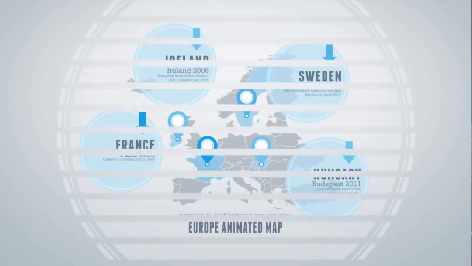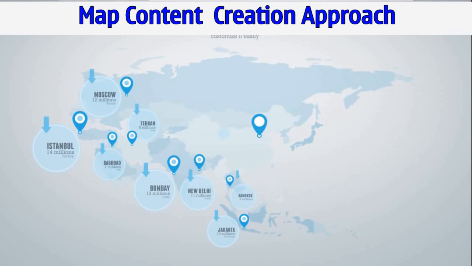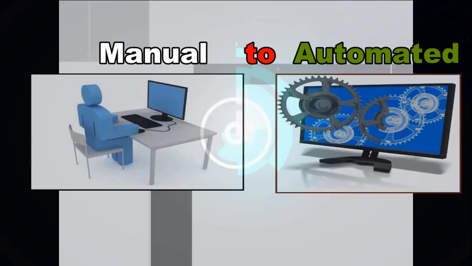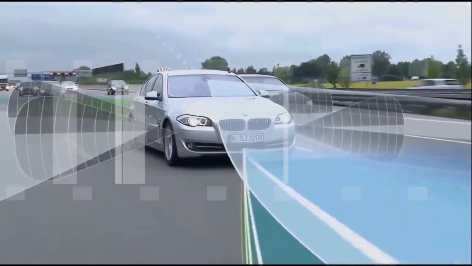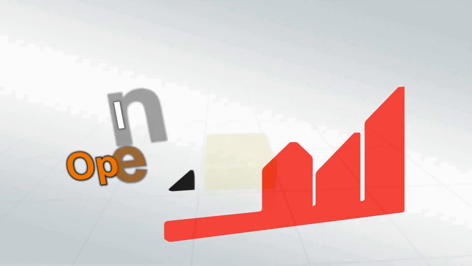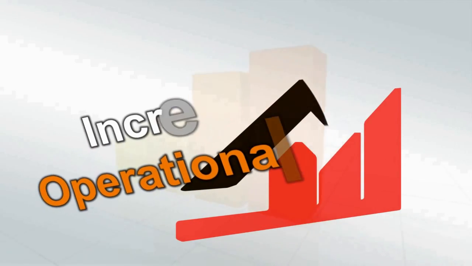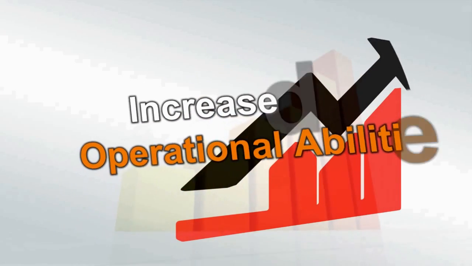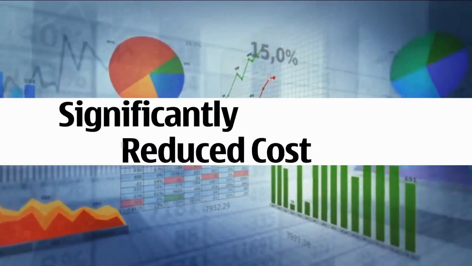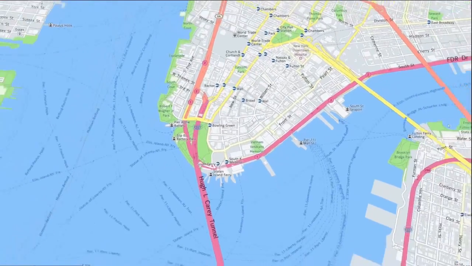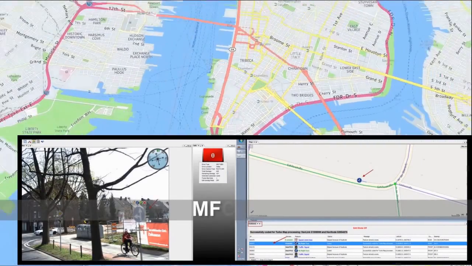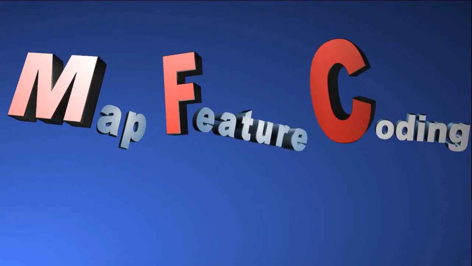The objective of automation is to transform the map content creation approach, to move from the manual process to a semi-automated process by leveraging automated detection capabilities. This would help us support increased operational abilities and meet the project scope at a significantly reduced cost. This would be performed through automated coding of attributes via the map feature coder, called MFC.